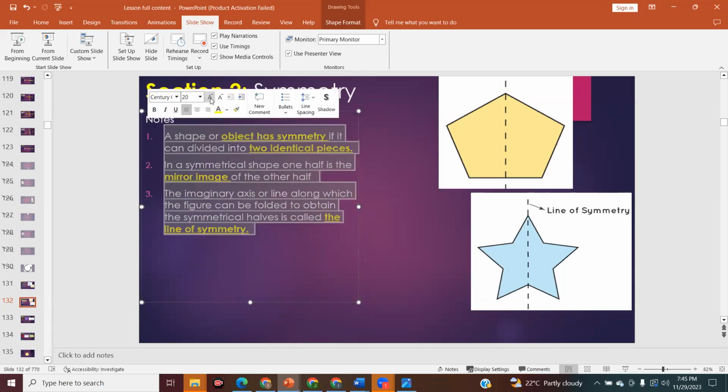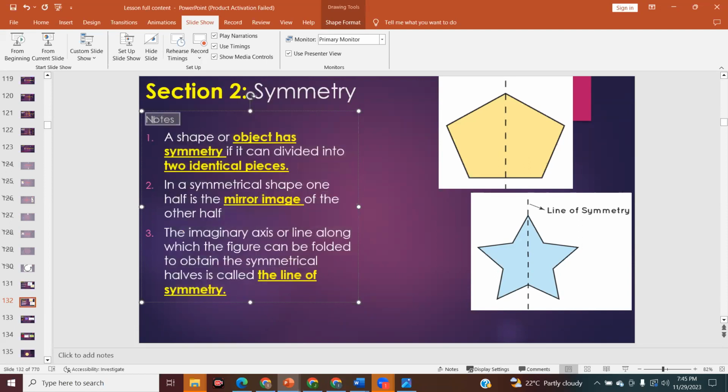So let's go over the notes and hopefully give you all a chance to write it down as well. As always, make sure to draw the shapes and also the line of symmetry. Use a ruler and a pencil to do it. And I want to ask Johnny, what do we mean when we say a shape has symmetry? What is meant by that? Johnny? It can be divided into two identical pieces. Very good. It could be divided into two identical pieces. That's what we mean when we say a shape has symmetry.